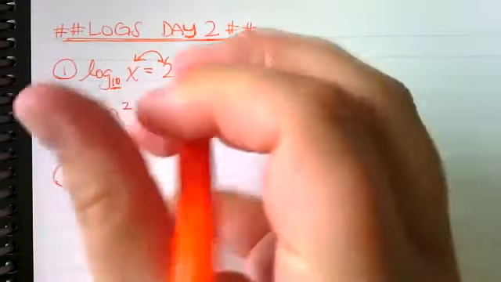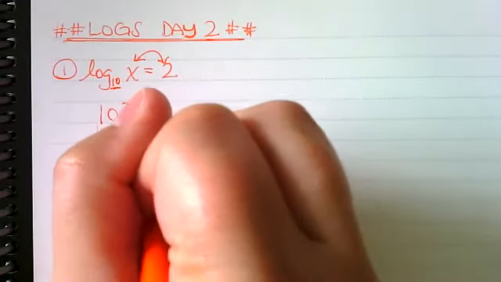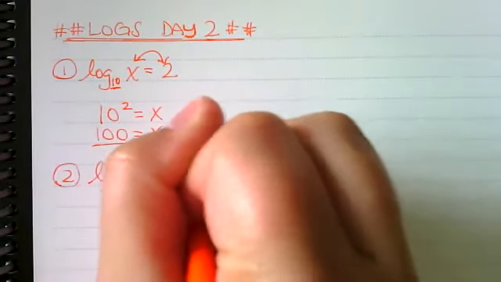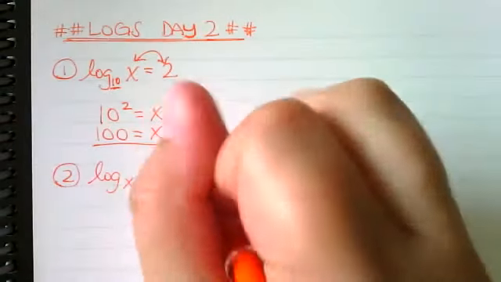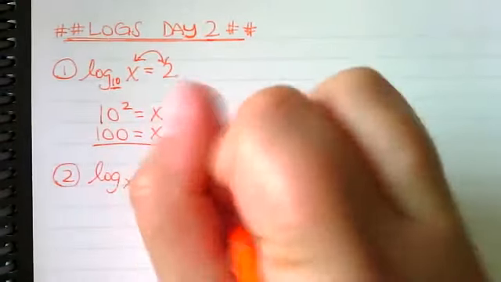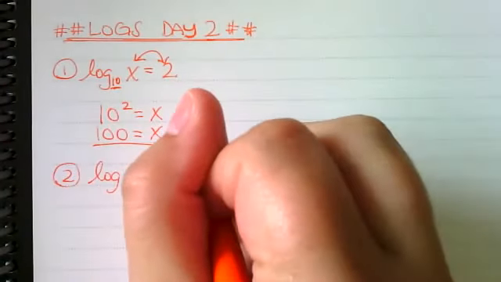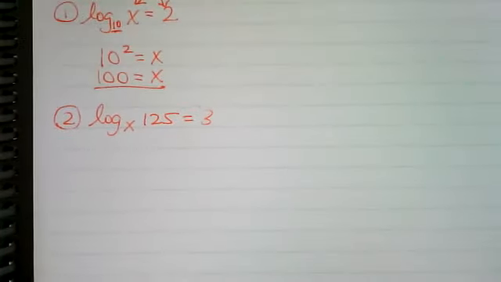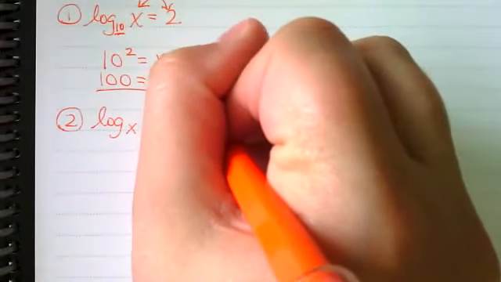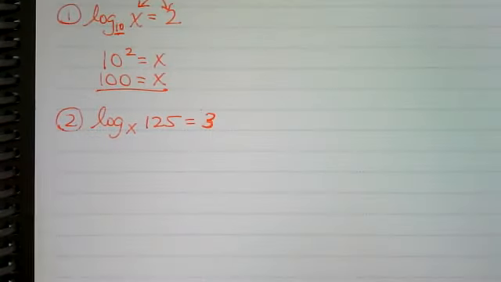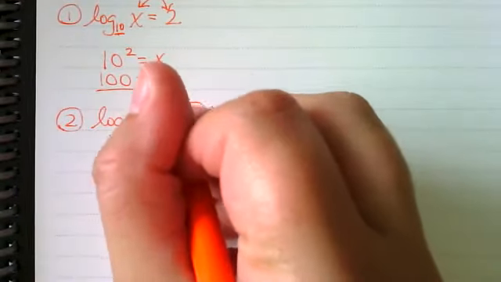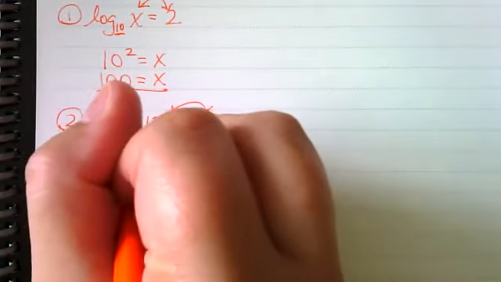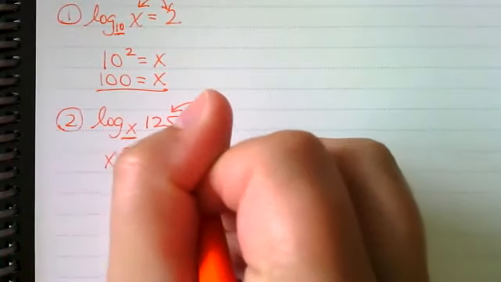Okay, so now for question number 2. We're going to have our variable in a different spot this time. So we've got log base x of 125 equals 3. We're going to solve this the same way. First I identify my base. Here it is, it's x. I'm going to swap these two. So I've got x cubed equals 125.